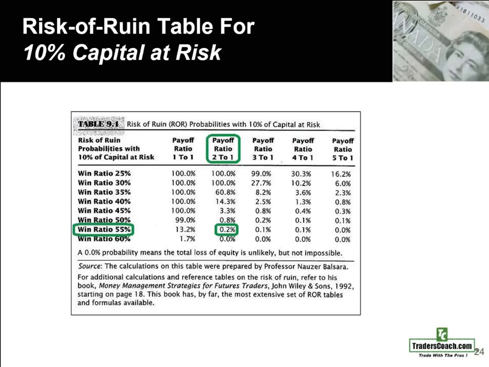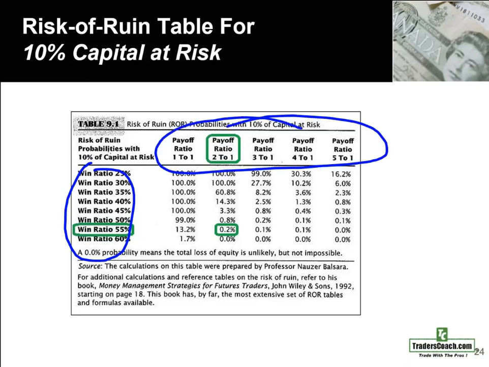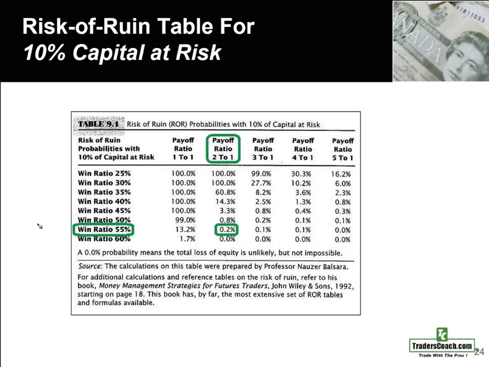All right, so if you had 10% capital at risk, on the left-hand side you see all your win ratios and your payoff ratios are up here. In this example, let's say we had a win ratio of 55 and a payoff ratio of 2 to 1. Your chance of going bust, the risk of ruin, the chance of going bankrupt is 0.2%. That's low, even with a system that's just winning 55% of the time, because your payoff ratio is saving the day.